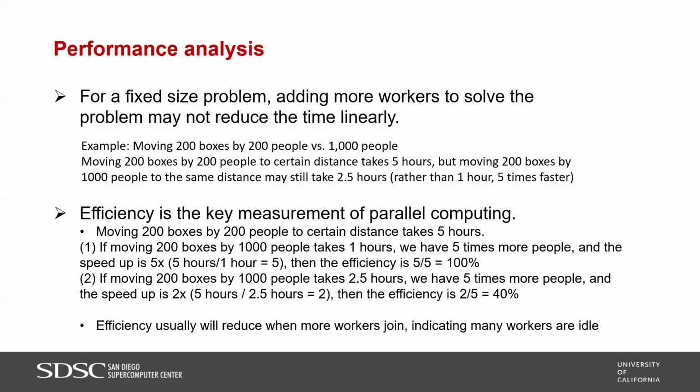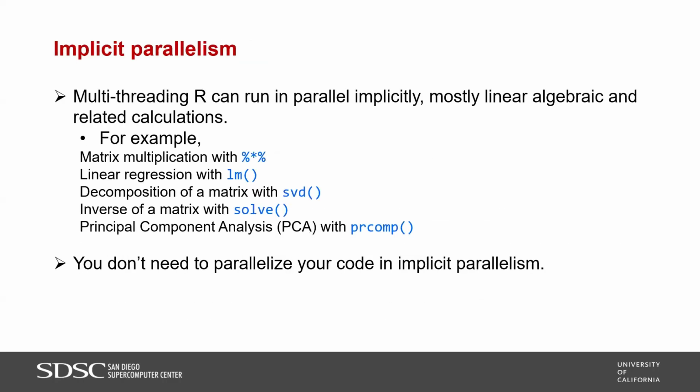Most likely, like in the next example, we hired 5 times more people to move the boxes, but the speed up is just 2 times. Then the efficiency is just 40%. And the efficiency usually will reduce in some parallel computing when more workers join, indicating many workers are idle or waiting for something to run.